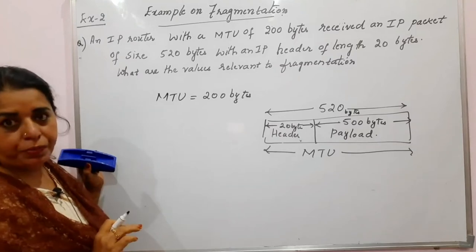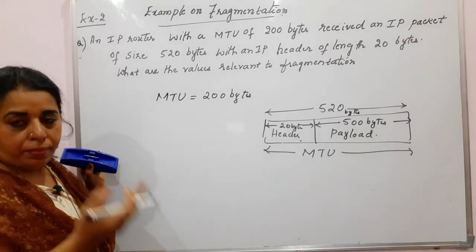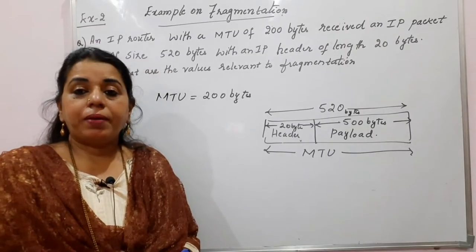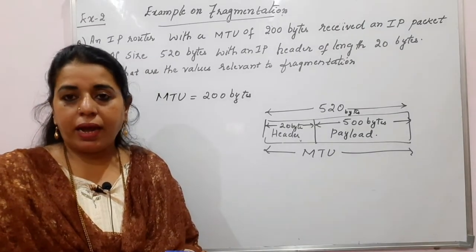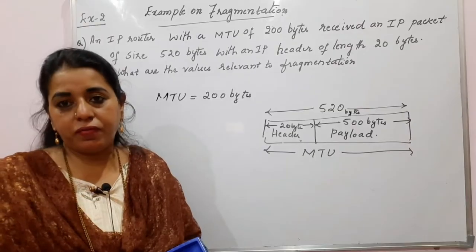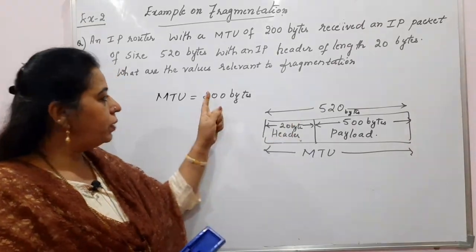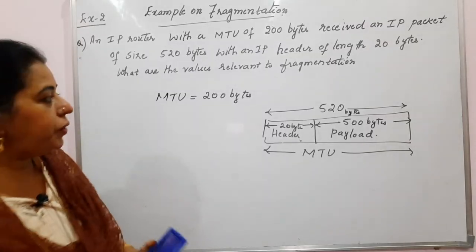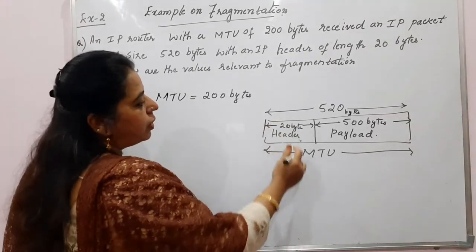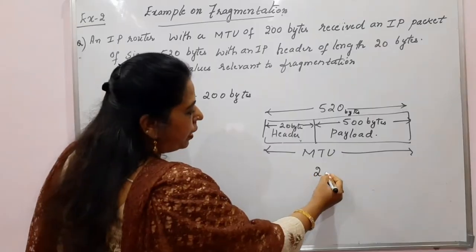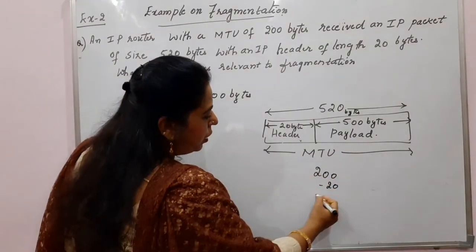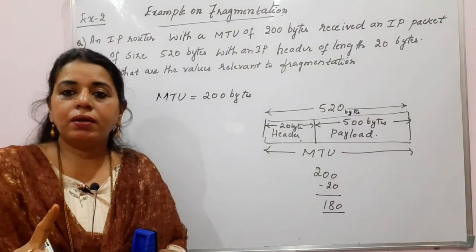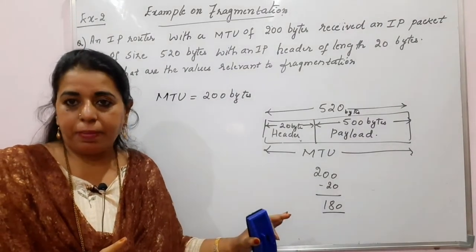You have to divide this IP datagram into fragments, and determine how many fragments you need and also what should be the size of each fragment. To determine the size of the fragment, first look here: the MTU size is 200 bytes. If MTU is 200, MTU includes the header part. So from 200, if you subtract 20, you will get 180. That means you can have a fragment of maximum 180 bytes.